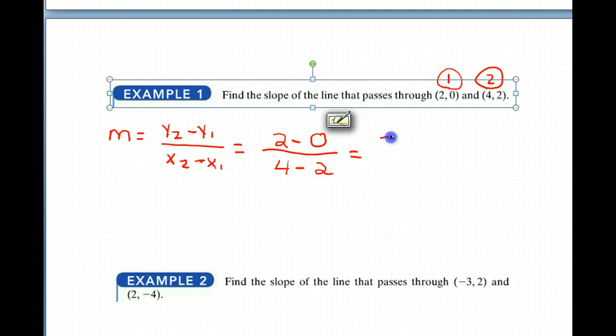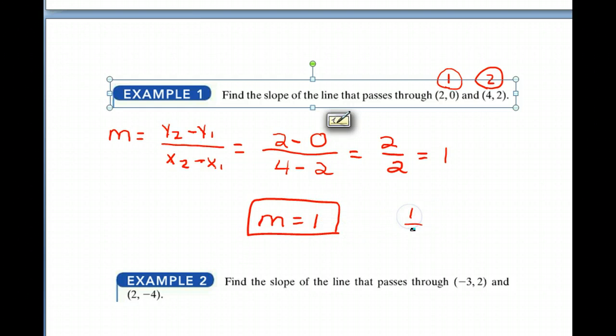I'm ready to simplify by doing the math. 2 minus 0 is 2. 4 minus 2 is 2. 2 over 2 is a fraction that reduces to 1. That means the slope of the line that passes through those points is positive 1.